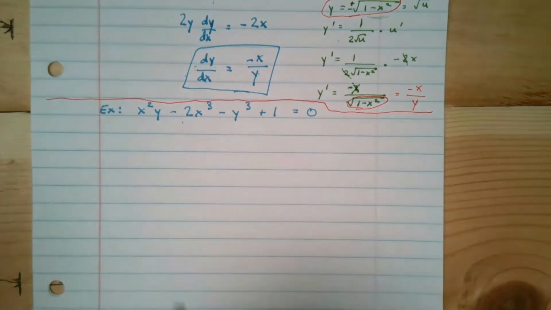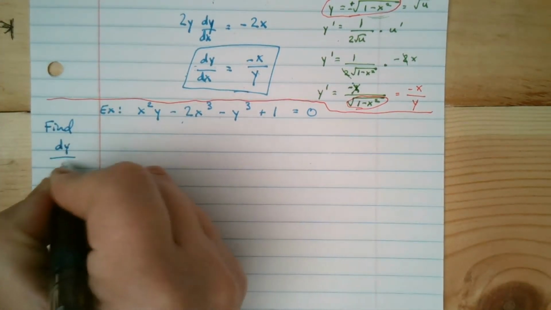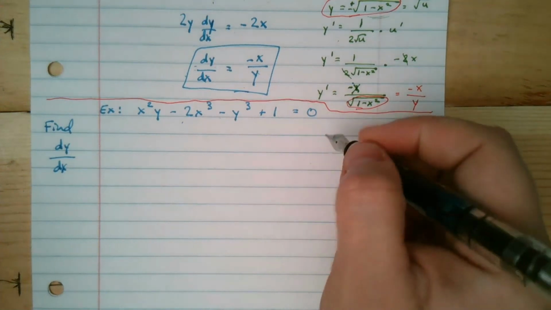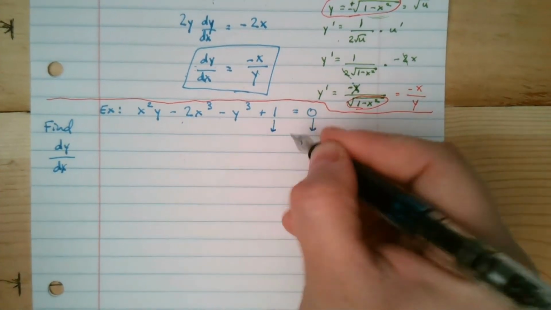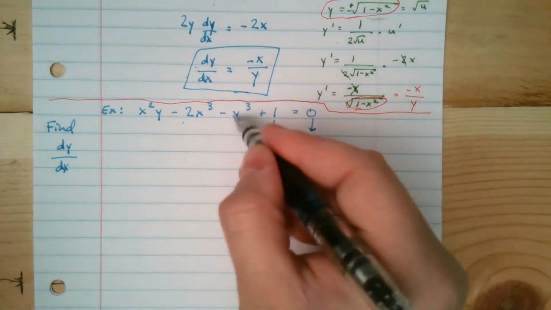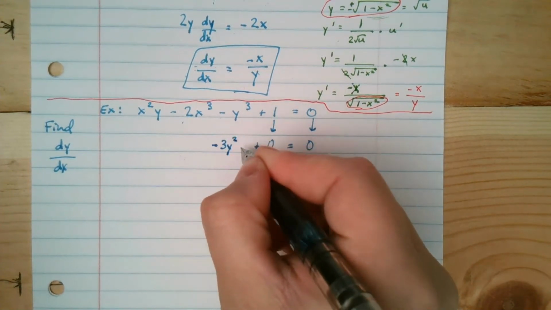So we want to find dy dx. So how do we do that? Well, we take the derivative of each term. Now I'm going to start here. Derivative of 0 is 0. Derivative of 1 is 0. That's really easy. Derivative of y cubed is going to be negative 3y squared.